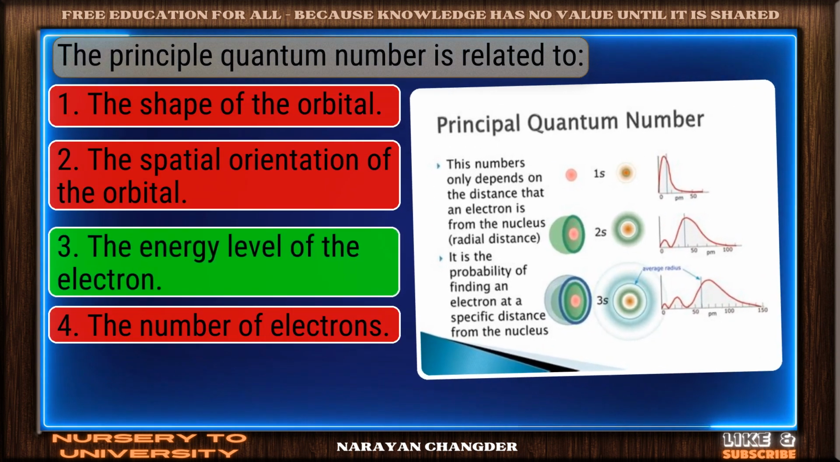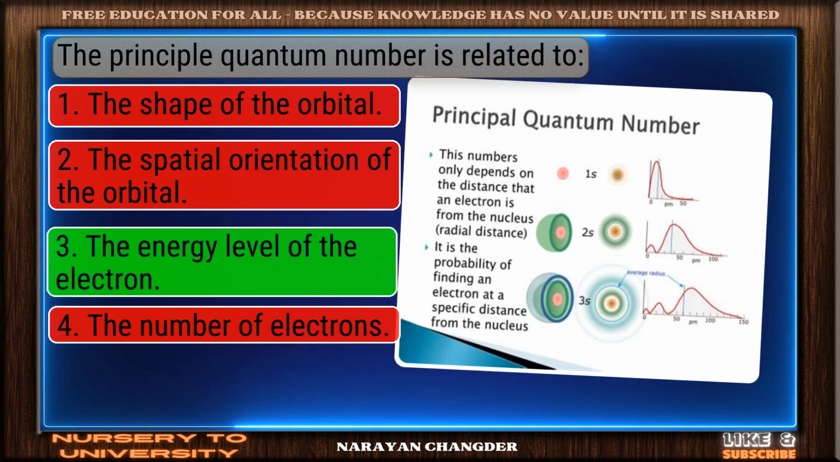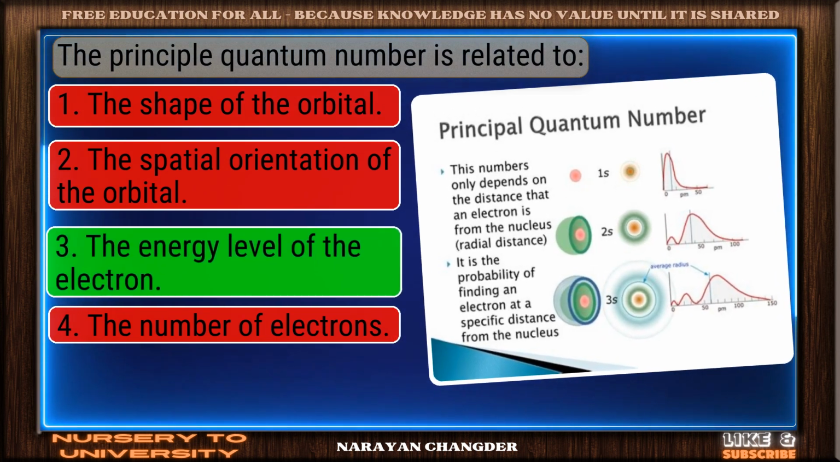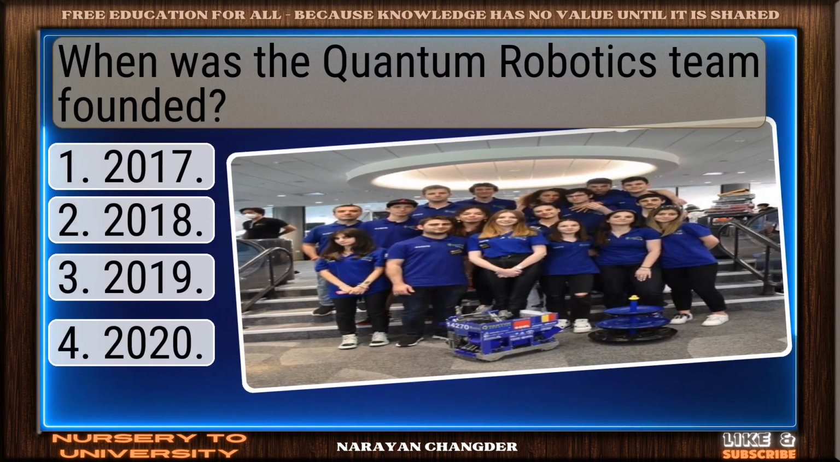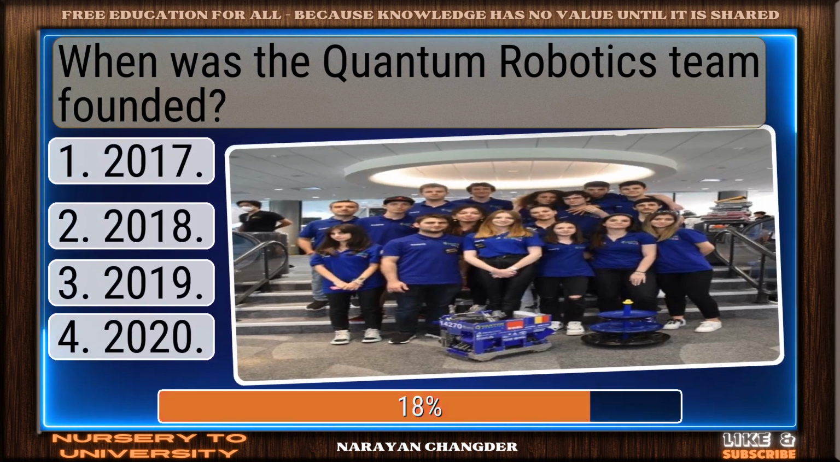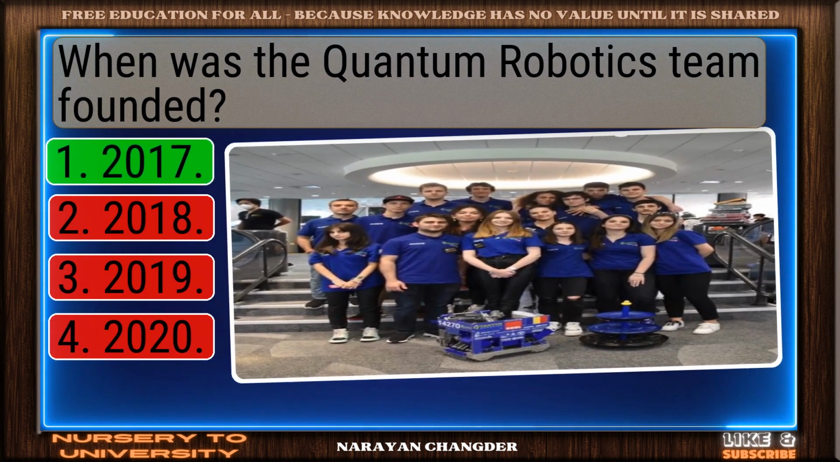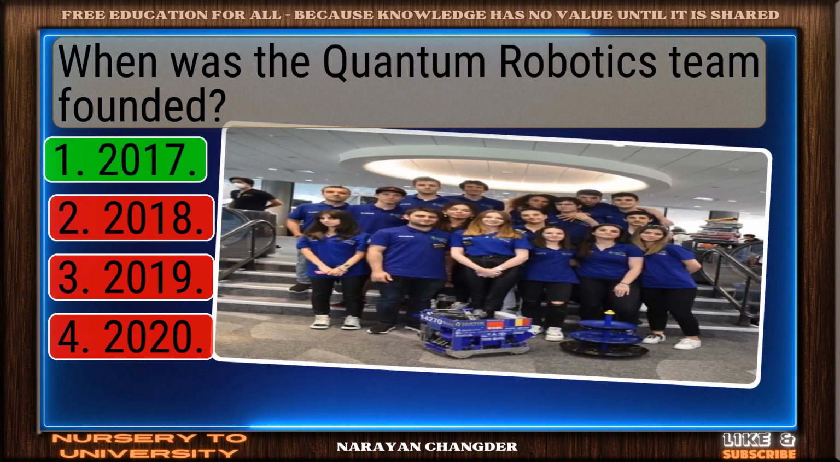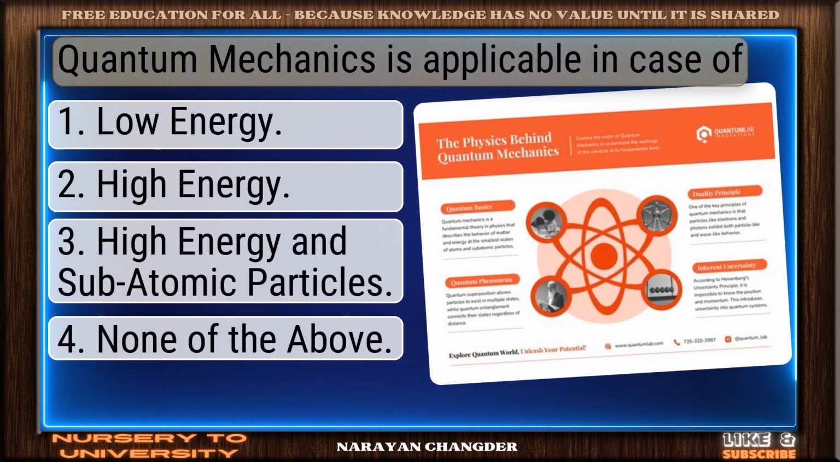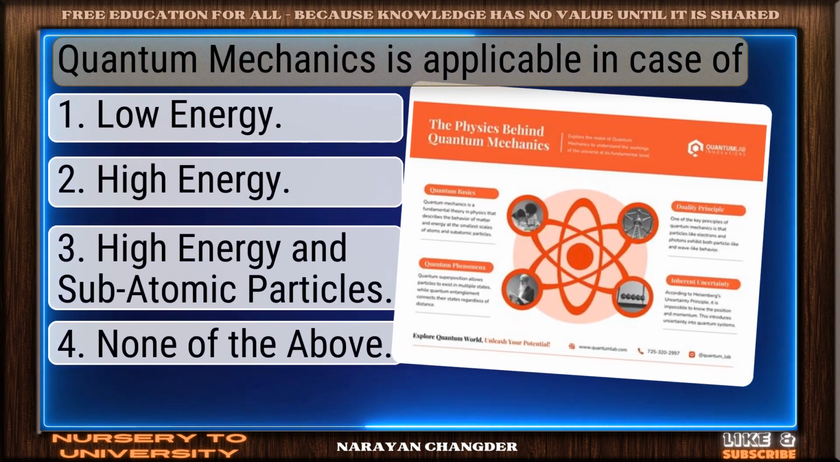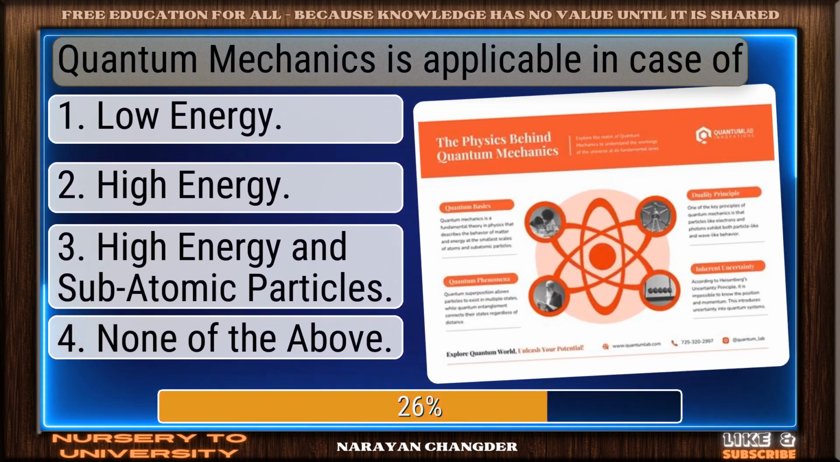Strong choice. The energy level of the electron is the right answer. Question number 46. When was the quantum robotics team founded? Great thinking. 2017 is the right choice. Question number 47. Quantum mechanics is applicable in case of.